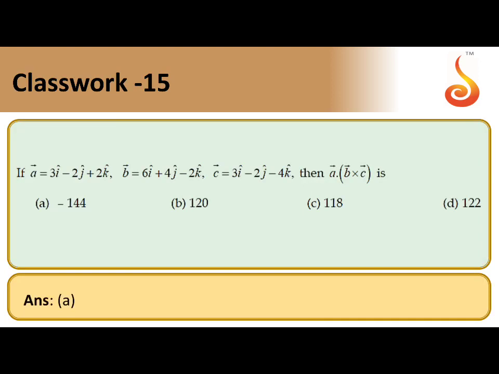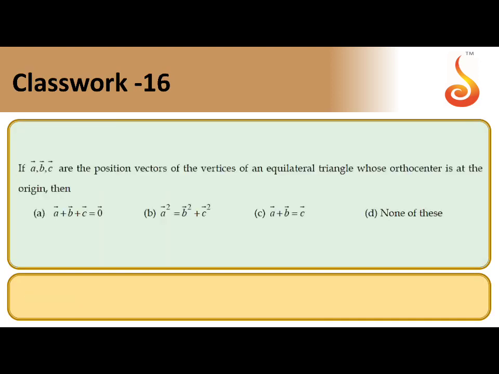Check the answer. Answer is A. The next question: A, B, C are position vectors of the vertices of an equilateral triangle whose orthocenter is given as the origin. Then what is the correct answer? So in an equilateral triangle, generally centroid, circumcenter, orthocenter and incenter are equal. So that means orthocenter is the same as centroid only. Here what is given? Orthocenter, you can take H, is given as origin. So generally in an equilateral triangle G equals H equals S equals I. But H equals what here? G. So H equals 0 bar, that is G also 0 bar.